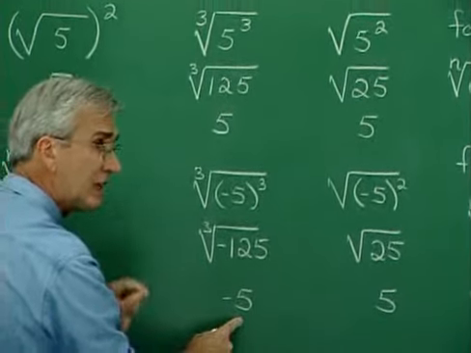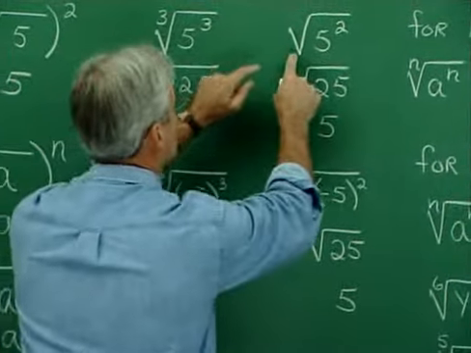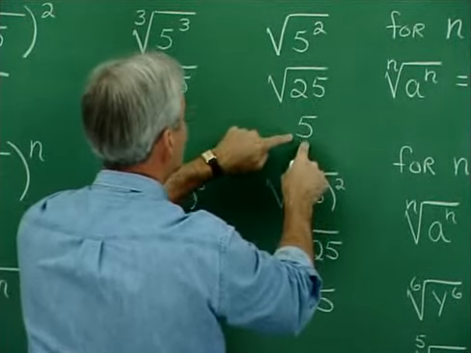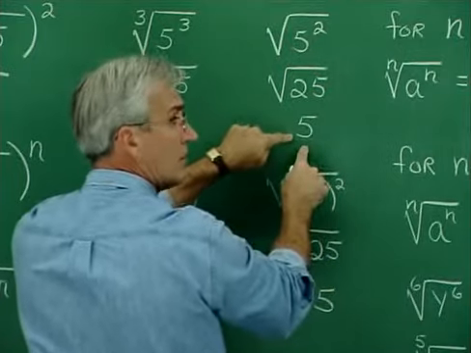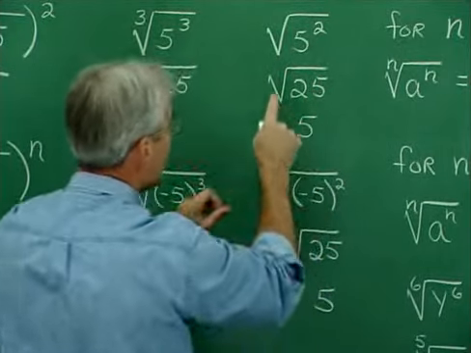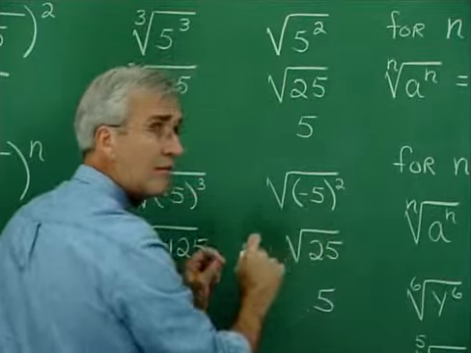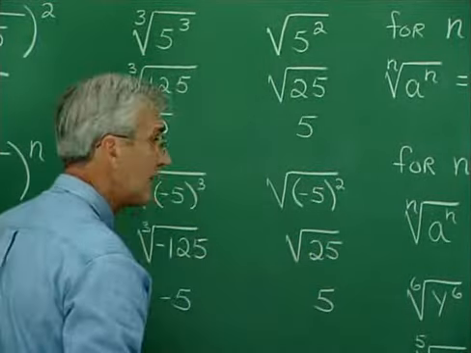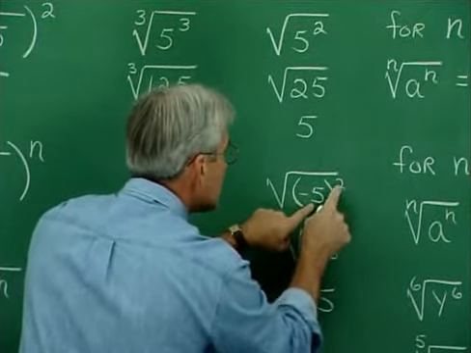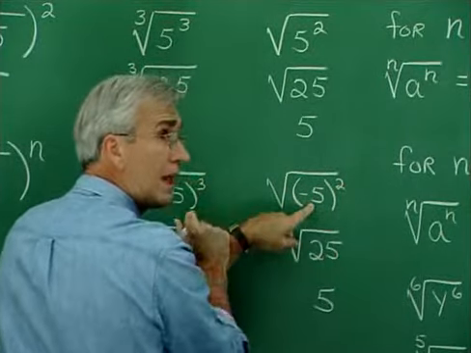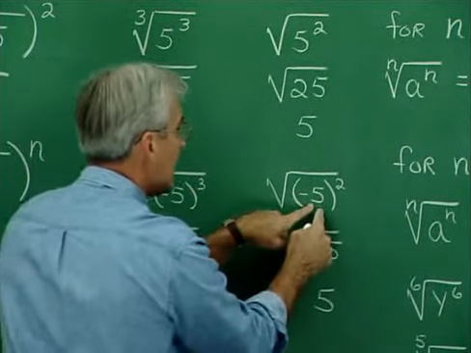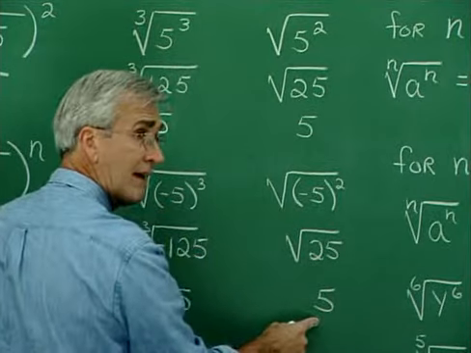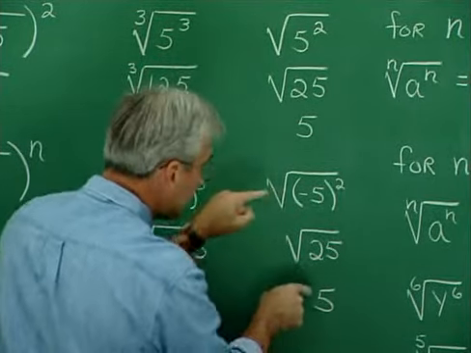Let's go to an even indexed radical. We have the square root of 5 squared. 5 squared is 25. The square root of 25 is 5. Gee, it seems to work out just fine here. Look at what happens, though, when the 5, the number squared, becomes negative. Now, you might say, well, we can't take the square root of a negative number. Well, we're not taking the square root of a negative number because the negative value here is being squared, you see, before we apply the square root. So negative 5 squared is 25, but the square root of 25 is 5. And these don't match up.